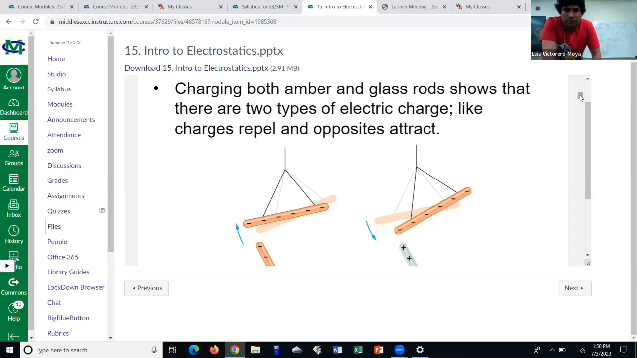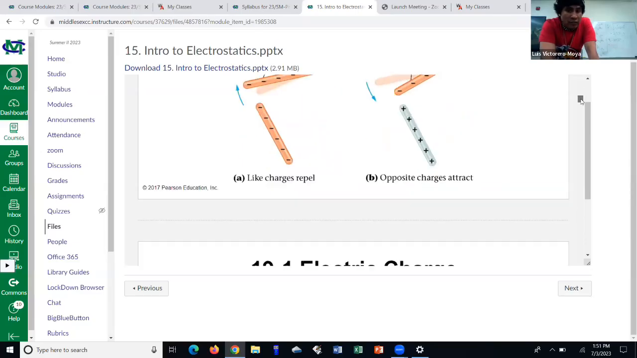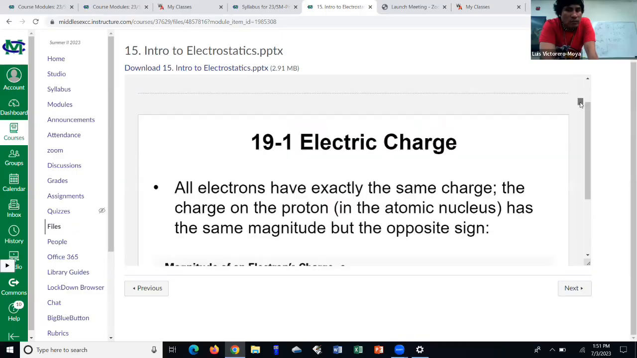What you're seeing there is two situations that may arise in electrostatics. You may have repulsion or attraction. Like charges repel, opposite charges attract. That's the other observation that we have from static electricity. So that all comes into the concept of electric charge.